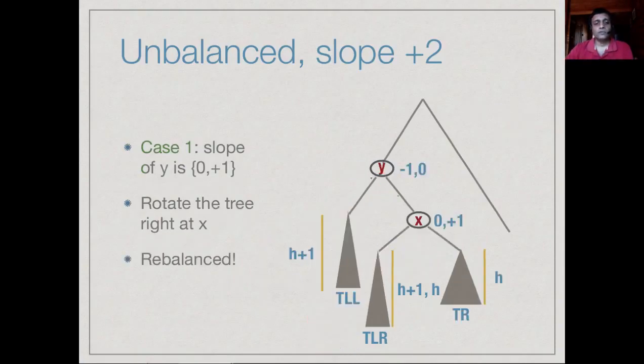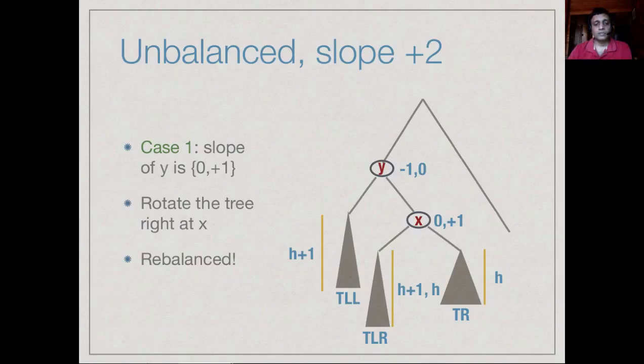So if we go there, we find that TR is to the right of both, TLR is to the left of x, right of y, and TLL is to the left of both. Right? So we hang up these trees. So now all the values you can verify will be correctly organized as a search tree should. But now if you look at the slopes, we have just inherited the slopes from what we knew, that the slope of TLL was h plus 1, TLR was h plus 1 or h, and TR is h.